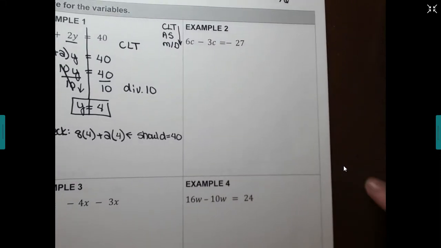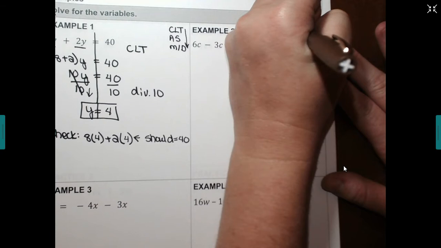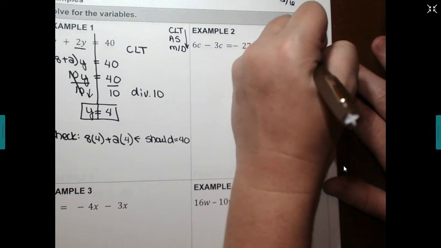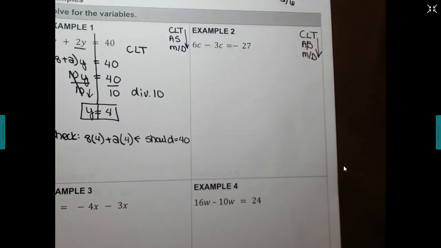Okay, example 2. Let's see how we do. So we're going to look at combining like terms. Then we look for adding and subtracting. Then we look for multiplying and dividing. Now we go in that direction. Okay.